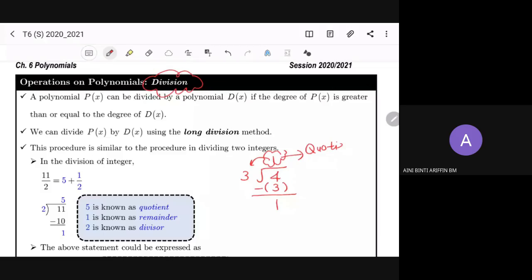We denote it as Qx, the quotient. Qx sits near the top. Okay, this one, 1, is the remainder. The notation is Rx. And this part is called the divisor, notation Dx. Okay, the next.